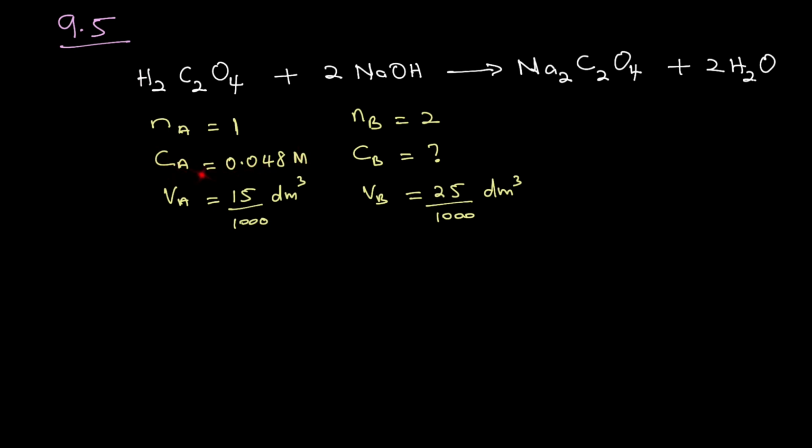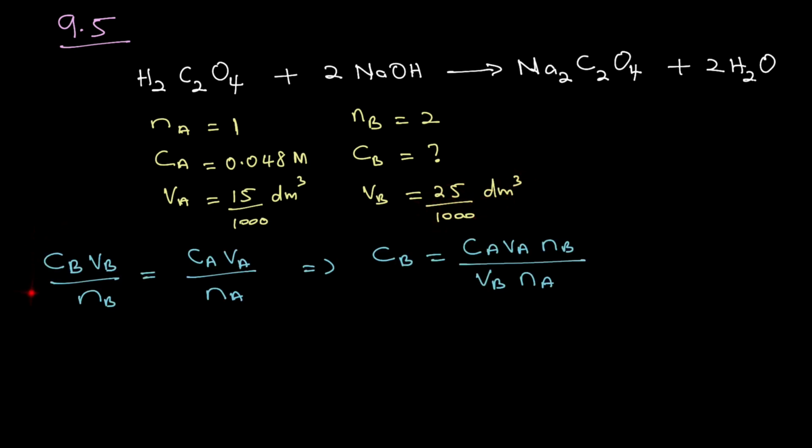The concentration of the acid, the volume of the acid in decimeter cube, so I divide it by 1000. And for the base, I've got the stoichiometric mole of the base, which is 2, and the concentration of base we're looking for, and the volume of base is 25 divided by 1000 decimeter cube. Okay, so this is the formula I'm going to use, because the ratio of the mole of the base is equal to the ratio of the mole of the acid at the end point. So I'm going to make CB the subject and multiply both sides by NB and divide both sides by VB. And so I get CB to be the subject here.